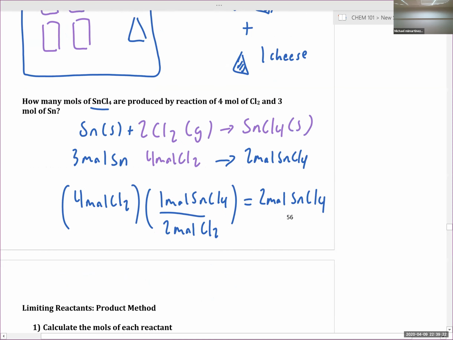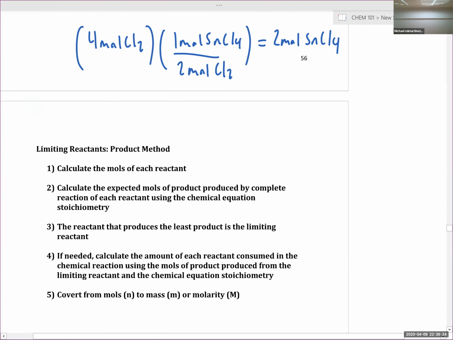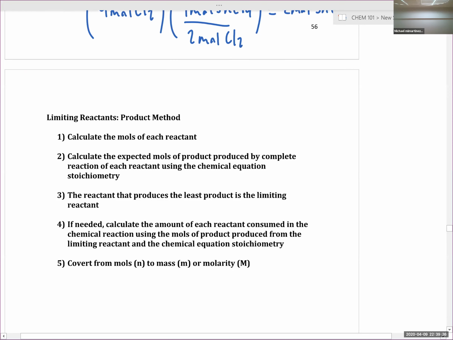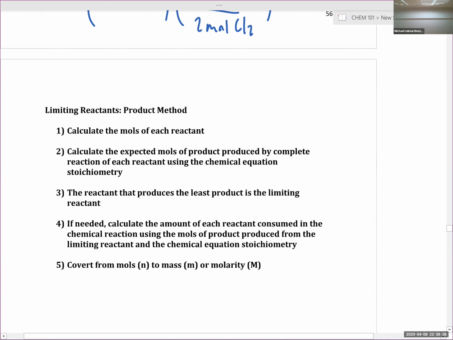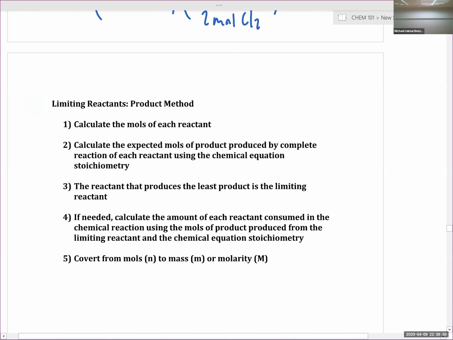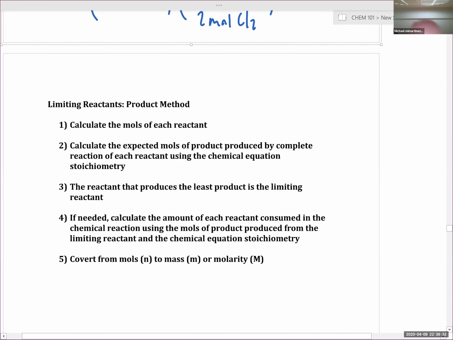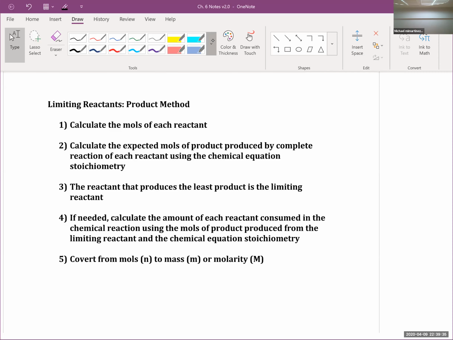Okay, if we don't have any other questions, let's talk about some methods to tackle limiting reactants. The first of which is titled the product method. So let's talk a little bit about the product method.